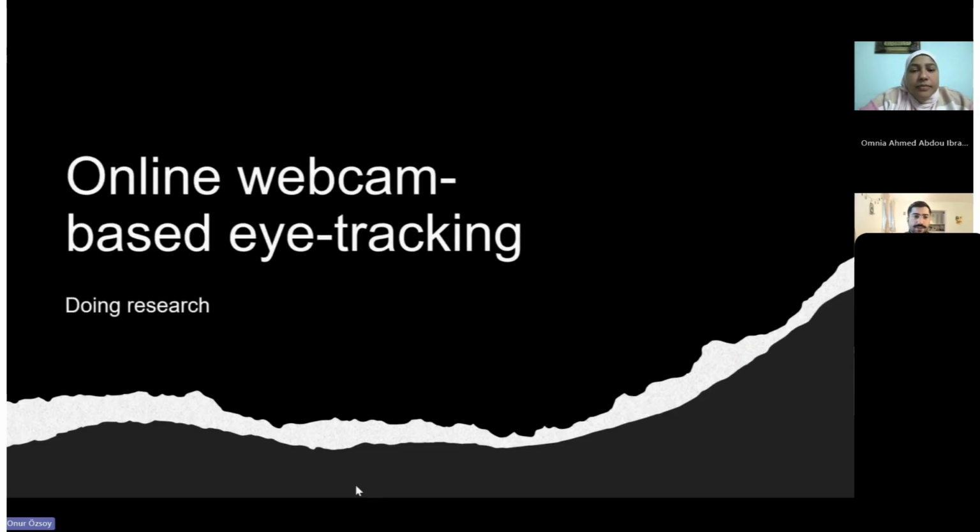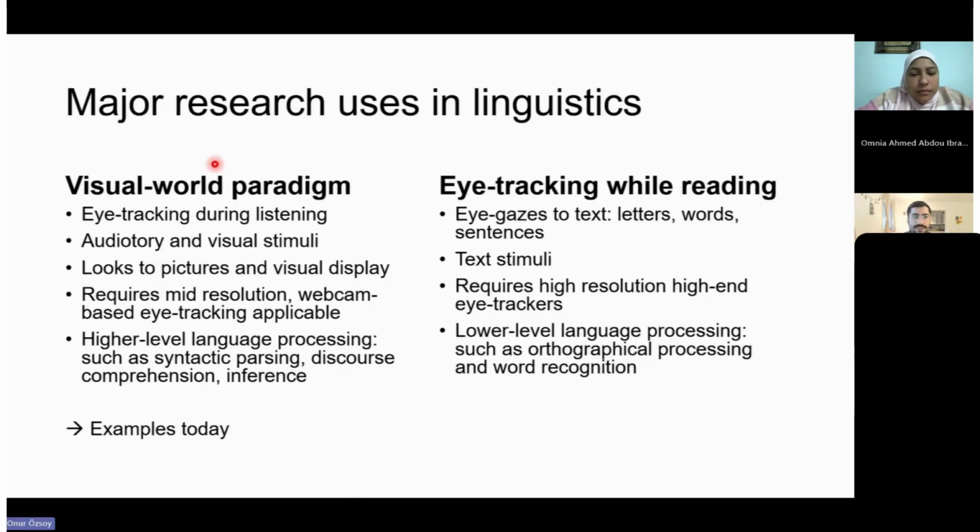Okay, doing research with webcam-based eye tracking, or generally with eye tracking, there are two main uses in linguistics. One is the visual world paradigm, which is what we'll talk about now. That's usually when you have pictures on the screen, so visual stimuli, and you have auditory stimuli, sound that you play, sentences that people hear while they look at the screen. For this, webcam-based eye tracking is usually good enough. And this shows higher-level language processing, such as syntactic parsing, discourse comprehension, and inference.